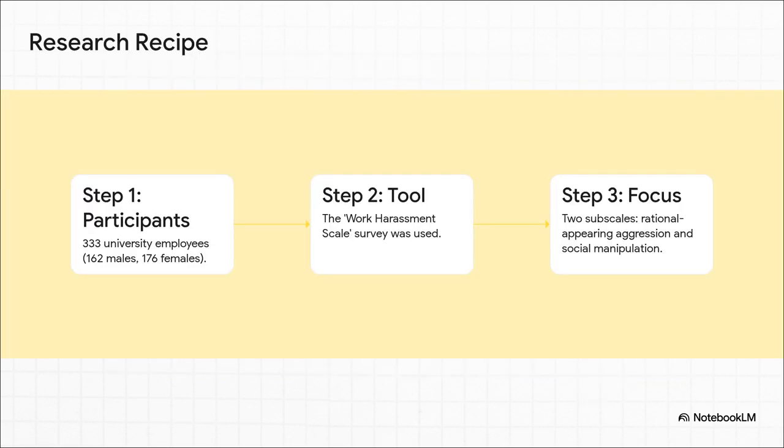You can think of the methods section as a kind of recipe. It gives you the step-by-step process. First, who were the participants? 333 university employees. Second, what tool did they use? A survey called the Work Harassment Scale. And third, what was the focus? They looked closely at two specific types of aggression.